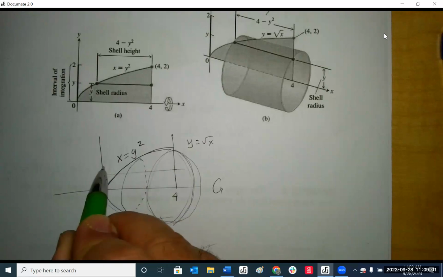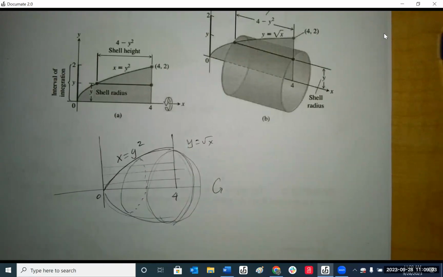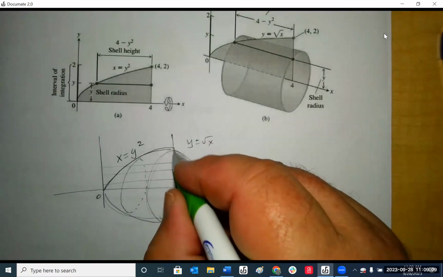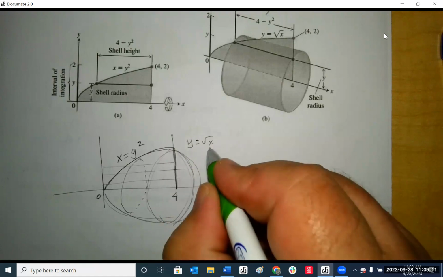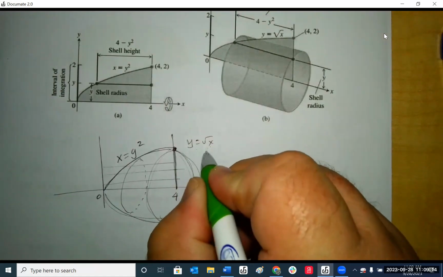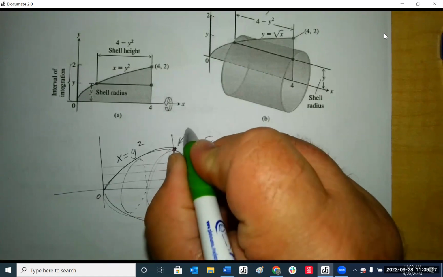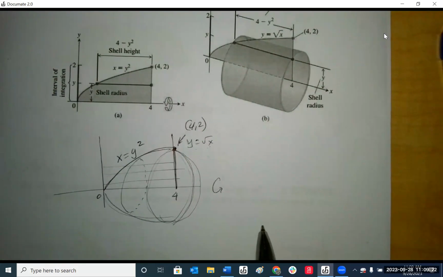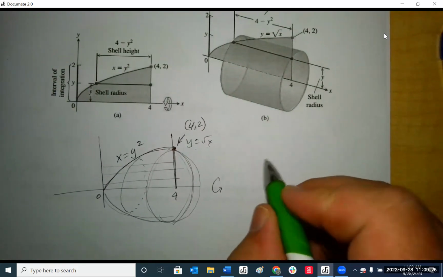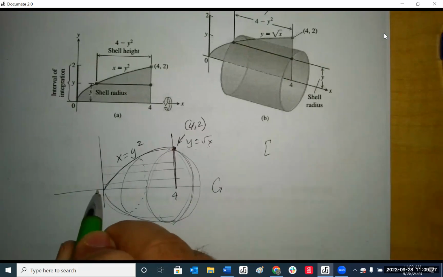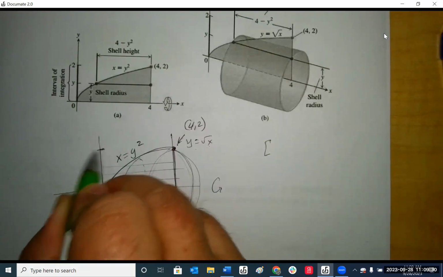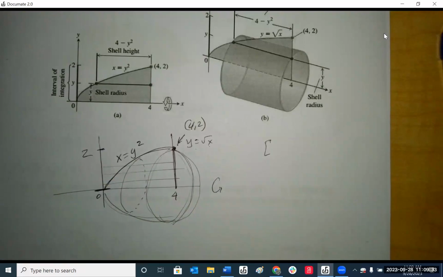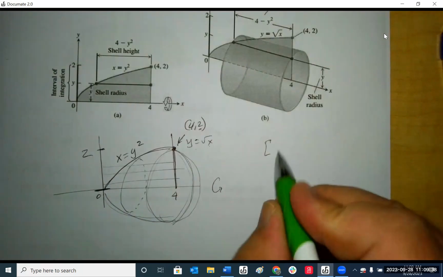We look at it horizontally. At this point here, when x is 4, y is 2. So what are our bounds of integration now? We're going from 0 to 2. Since we revolved around the x-axis, we're going from 0 to 2 in terms of the y value.